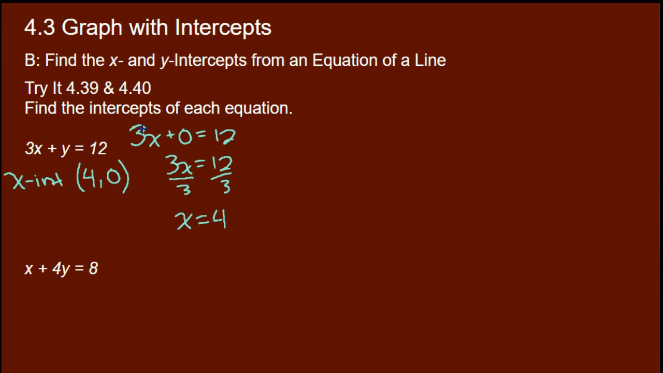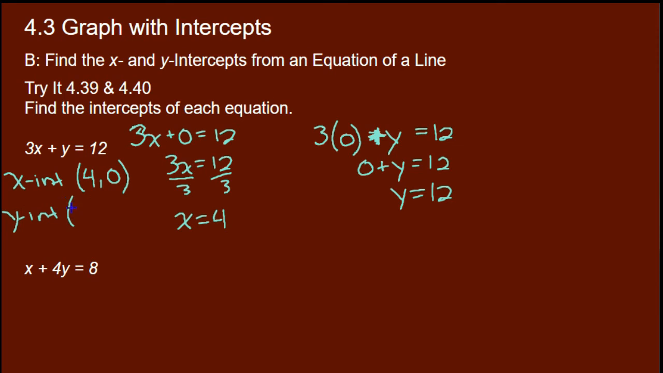Okay, so now I'm going to find the y-intercept. So I'm going to let x equal 0. 3 times 0 plus y is equal to 12. 0 plus y equals 12. Therefore, y equals 12. And that means our y-intercept is at (0, 12).